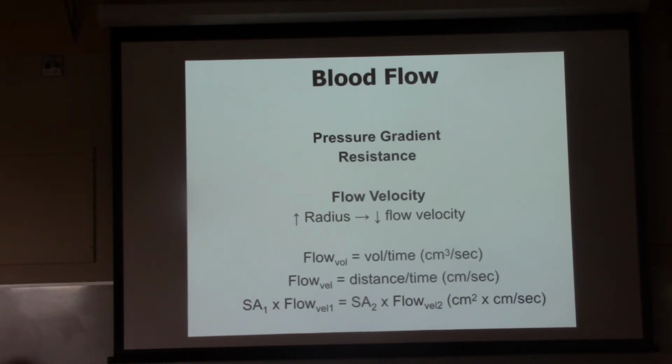So narrowing the surface area, would it be considered adding resistance? Okay, that's a good point. If you narrow the blood vessel, you make the radius smaller, that's supposed to increase the resistance to flow through there, which you would sort of assume means we're going to have less flow through there. But remember that I already told you that the flow has to be held constant.